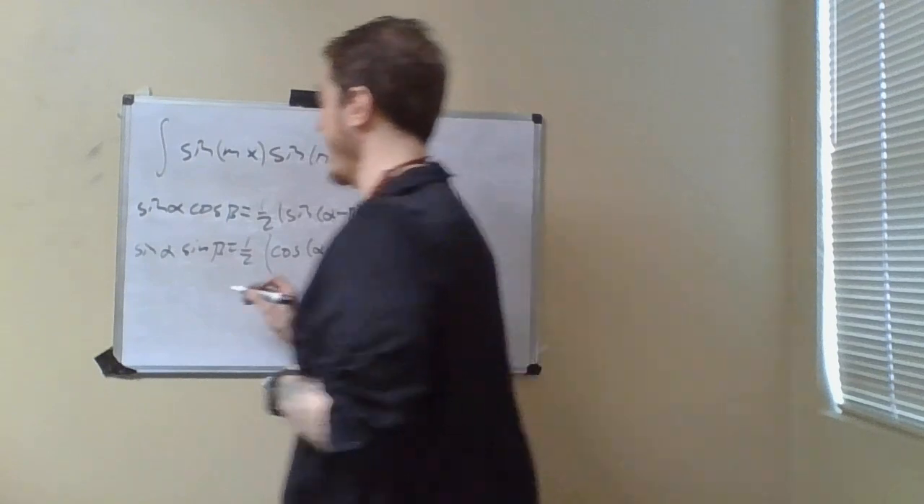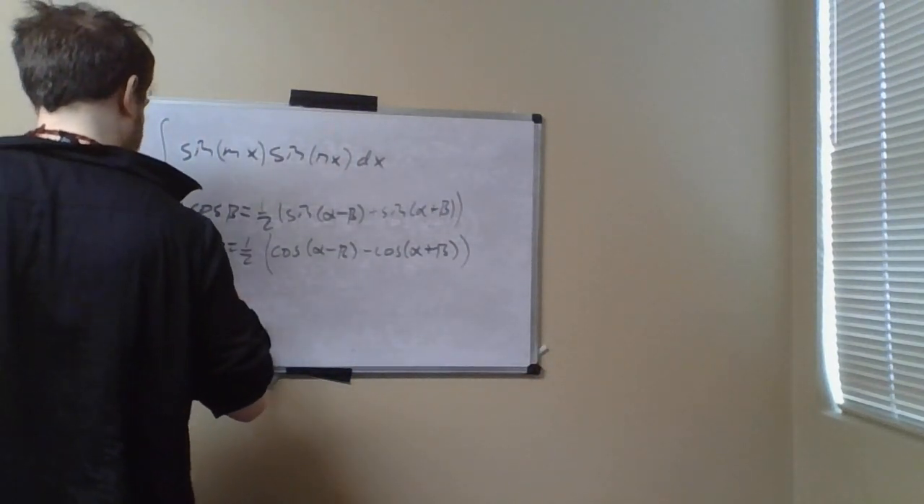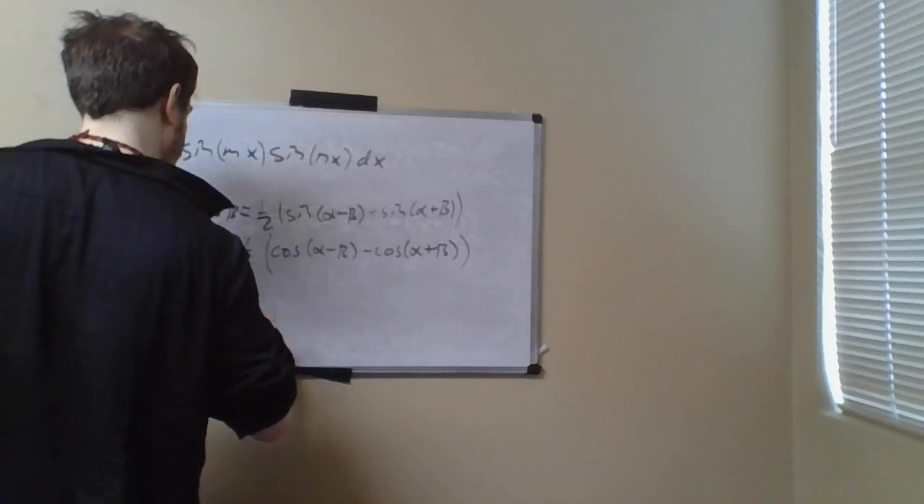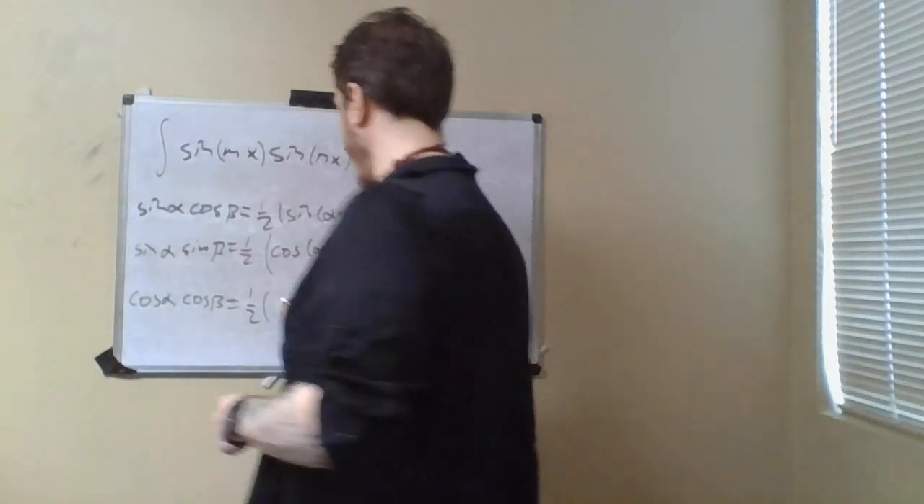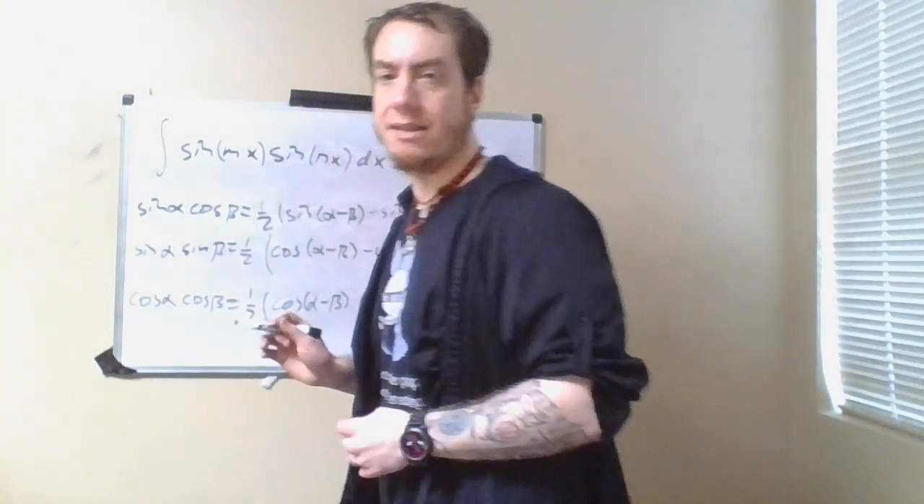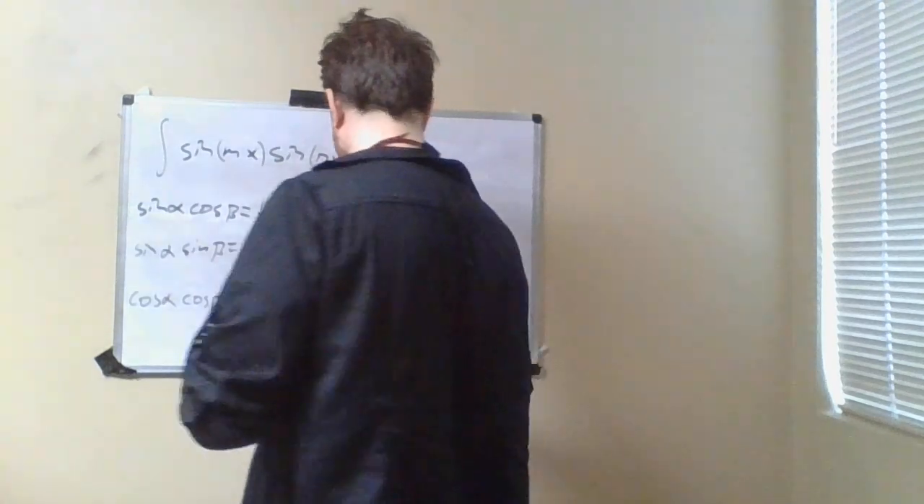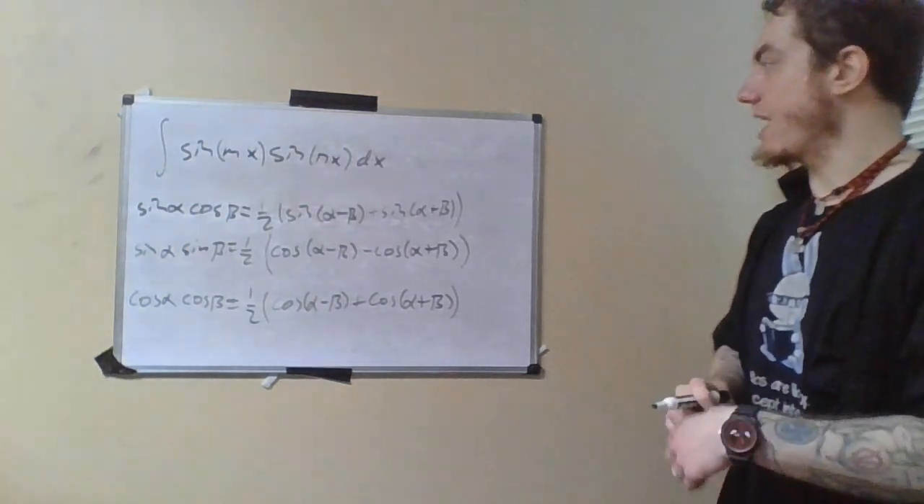And the last one that we have is cosine alpha cosine beta. This one is going to become a 1/2. And then we have the cosine of their difference, so cosine alpha minus beta. And then we have plus cosine alpha plus beta. There we go. Finally, I have these down in the correct order.